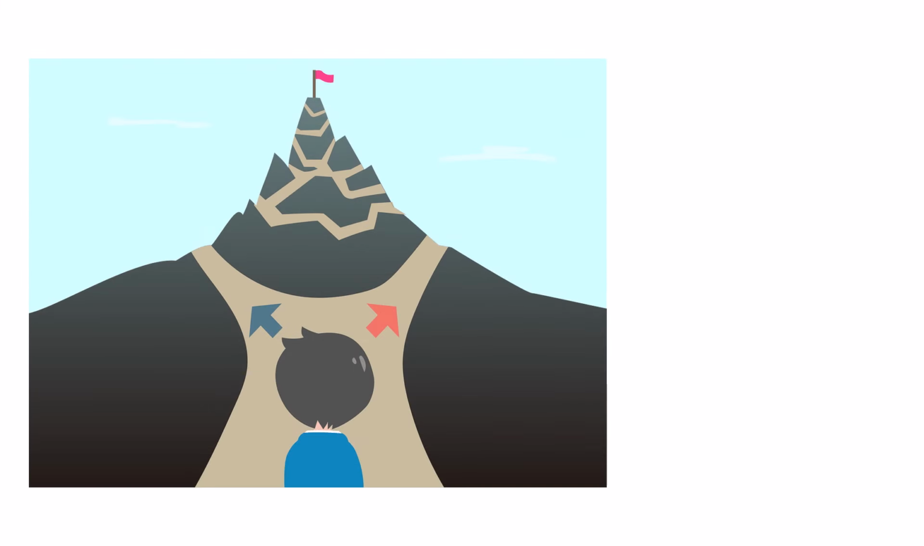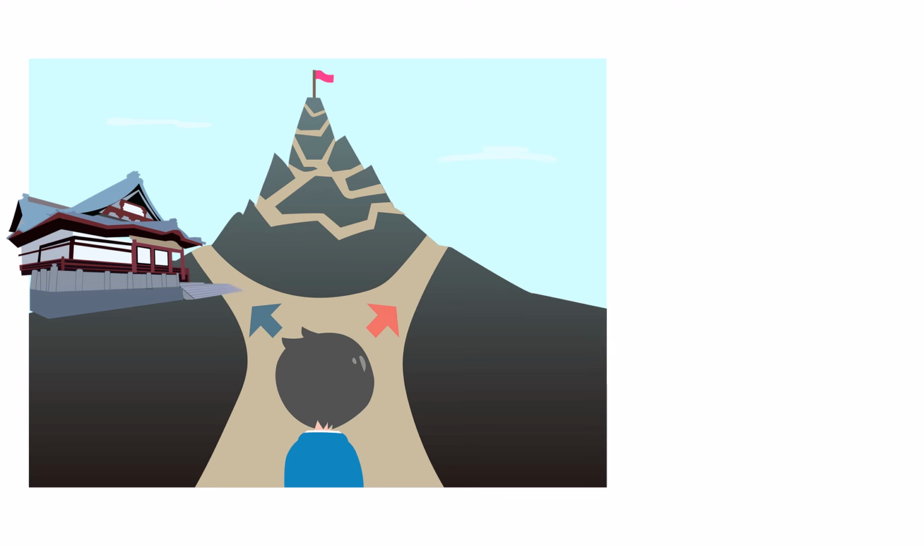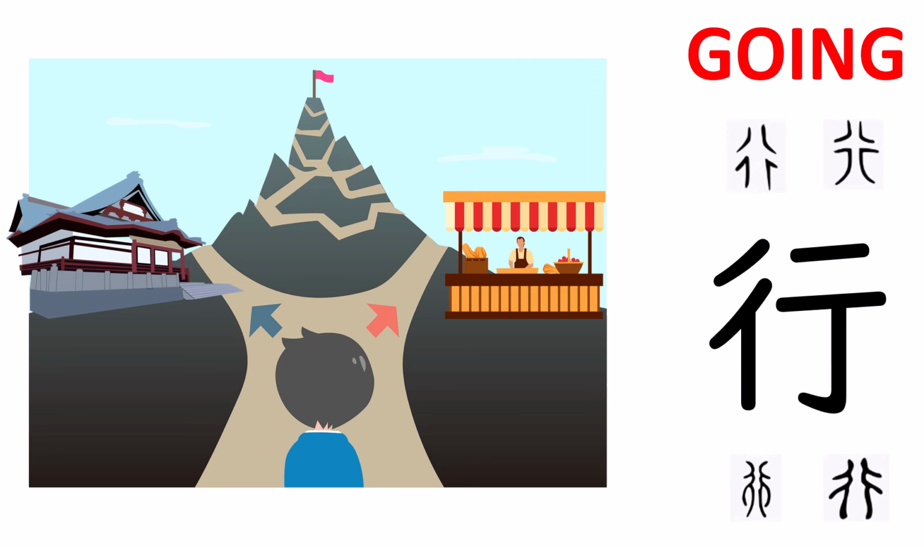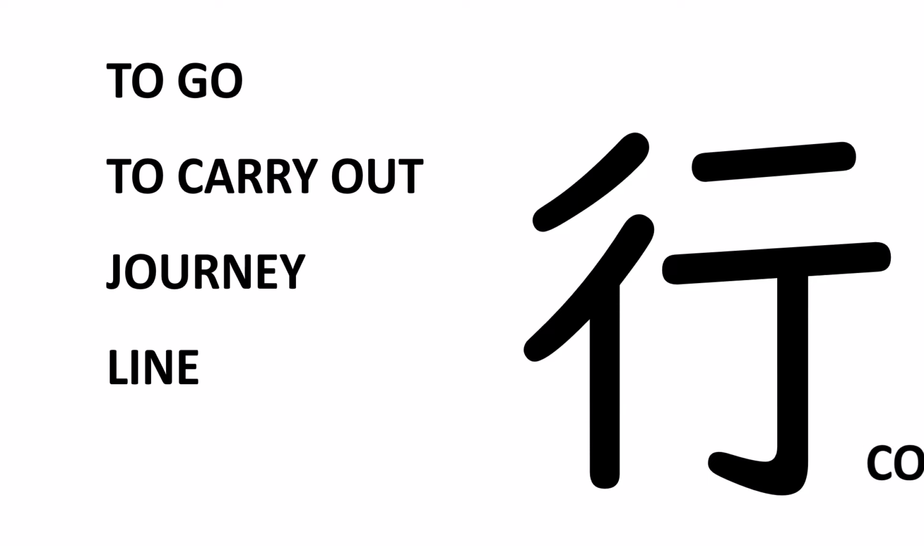Let's say you are standing at a crossroad. To your left, a quiet temple path. To your right, a bustling market street. You take a step forward, and in that single motion, you have entered the world of the kanji, going. At its core, it means to go or to carry out, but it also carries shades of meaning like journey, line, or conduct. This one kanji can take you in many directions, literally and figuratively.